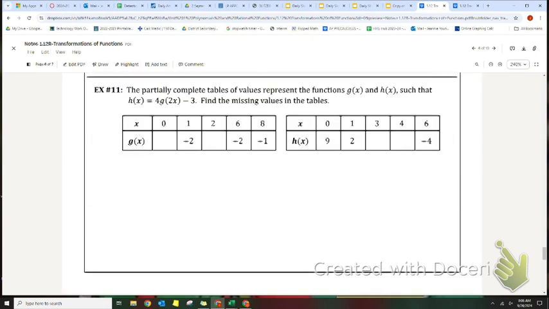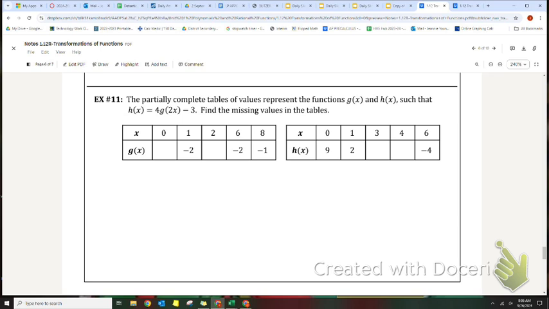All right, example 11. The partially completed tables of values represent the functions g of x and h of x, such that h of x is equal to 4 times g of 2x minus 3. Find the missing values in the table. All right, well, let's see. Let's just start with, we're looking for g of 0. So I'm going to start with h of 0 to help me with that. So we know h of 0, looking at our h table over here, is equal to 9.